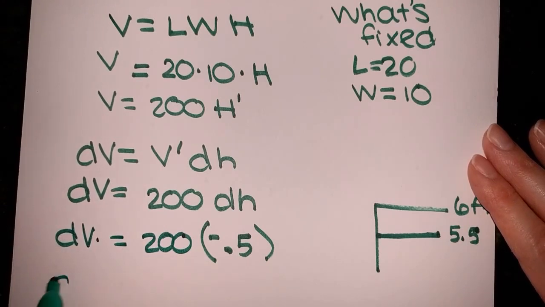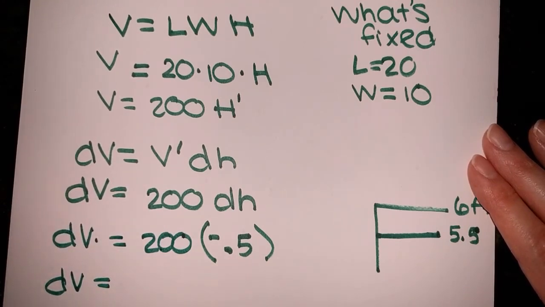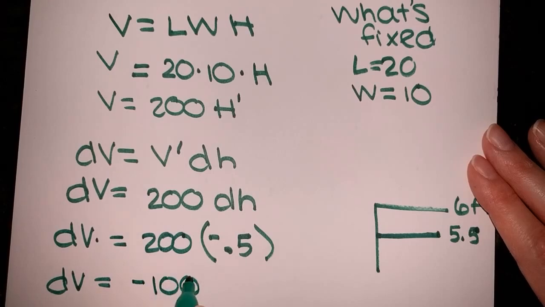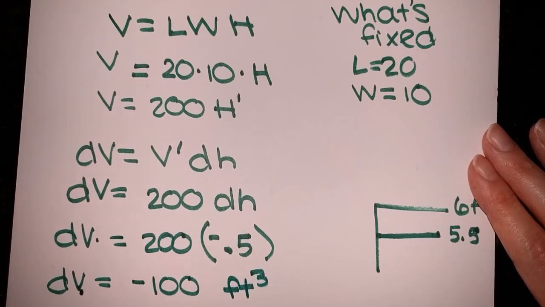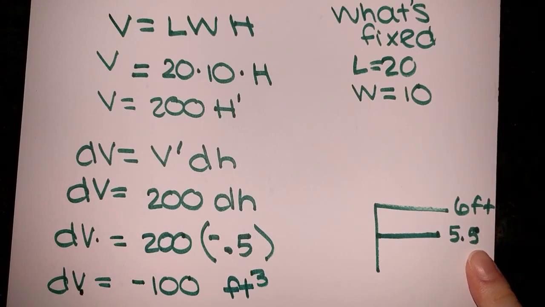So if you evaluate that, you get 200 divided by 2, so you get negative 100. And again, this unit will be the same unit as for volume, so it will be feet cubed, so cubic feet. And this is the change that is going to happen in volume if you only fill it up to 5.5 feet.